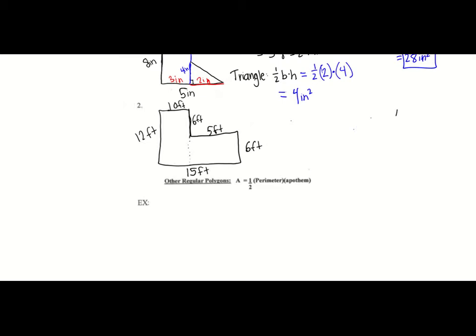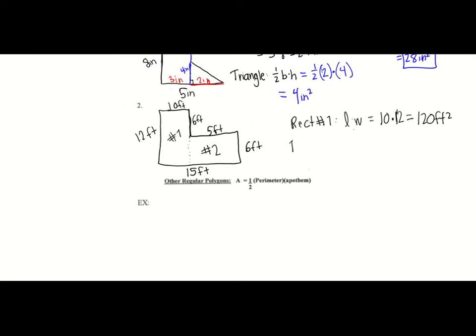Okay, to find the area of my first rectangle, I'm going to call it rectangle number 1. I have this be number 1 and number 2. My area is length times width. So when I plug those in, I have 10 times 12 for my first rectangle. 10 times 12 gives me 120 feet squared.